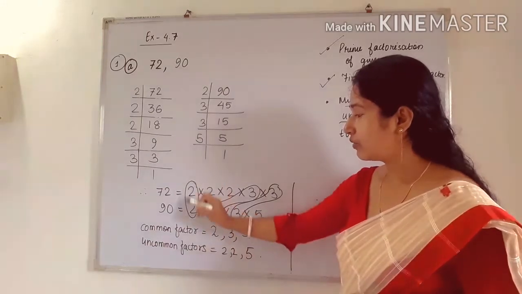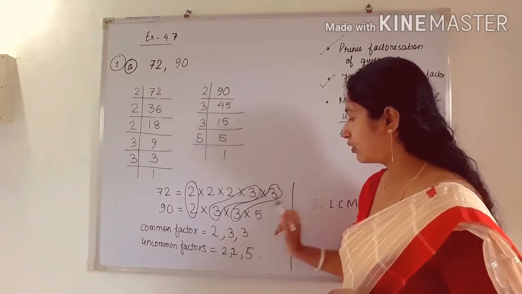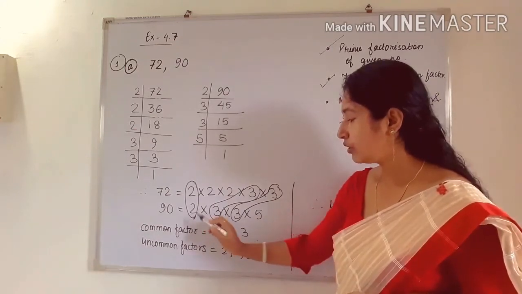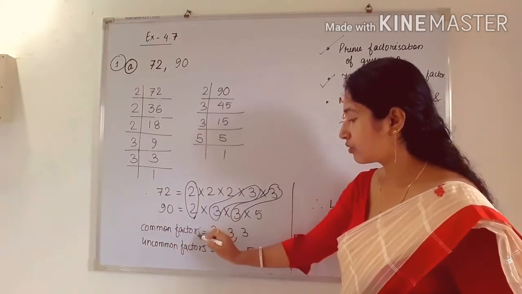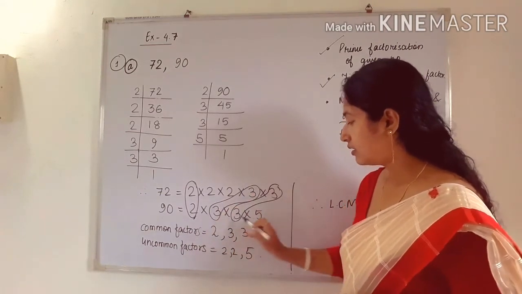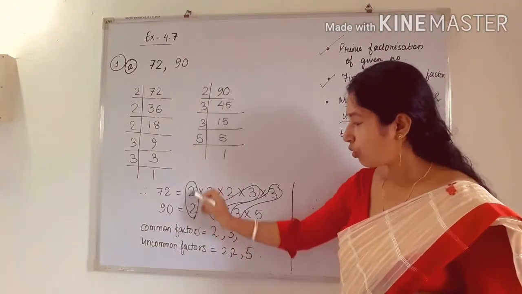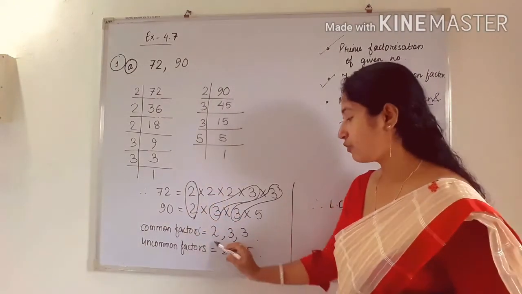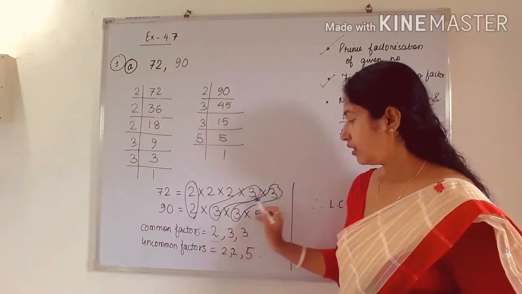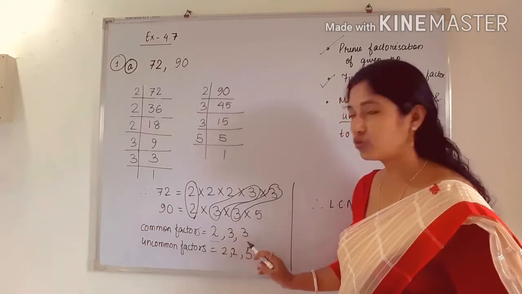Which is common? See, one 2 is common and one 3 is common and the second 3 is also common. So you have to write the common factors. The first one is 2, second is 3 and third is 3. Don't write two 2's, only one 2 is common, so you have to write only one 2. Similarly, how many 3's are common? Two 3's are common, so you have to write two 3's.